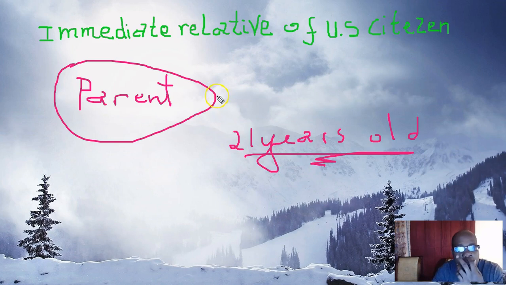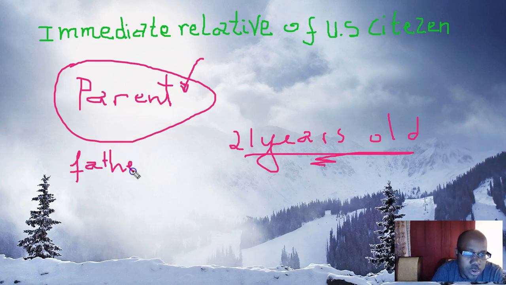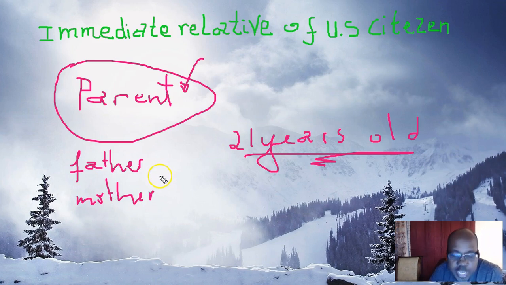The same question we might ask: if a US citizen is applying for a parent, do you need to file a separate application, one for mother and one for father? Yes, you need to file separate applications, one for your father and one for your mother. You cannot get one application and include your mother like a spouse.